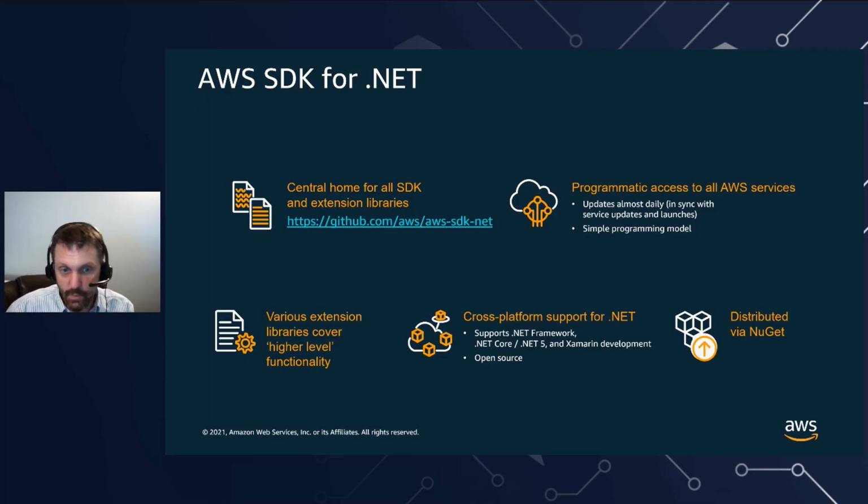So for instance, we have our AWS extensions for .NET Core, for ASP.NET Core, which allows you to integrate the SDK with the configuration and dependency injection framework of .NET Core. We also have the ASP.NET Core identity provider for Cognito, which allows you to integrate ASP.NET Core identity with our Cognito service for things like authentication.